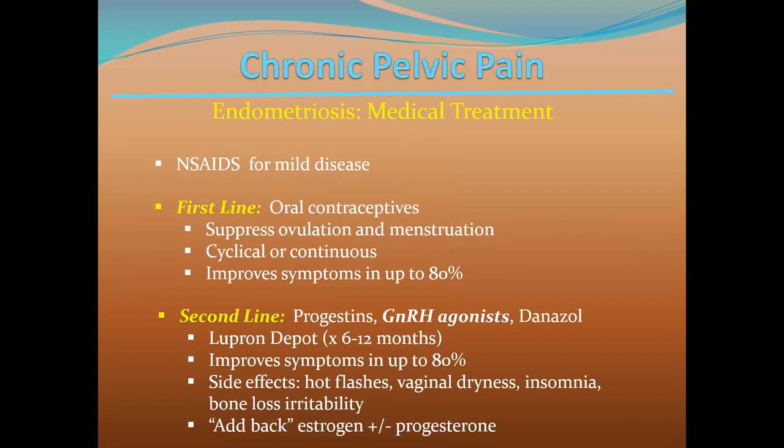For medical treatment, oral contraceptives suppress ovulation and menstruation, given cyclically or continuously, improving symptoms in up to 80%. Second line is progestin, GnRH agonist, or danazol, improving symptoms up to 80%, with side effects of hot flushes, vaginal dryness, insomnia, bone loss, irritability, and add-back estrogen and progesterone.